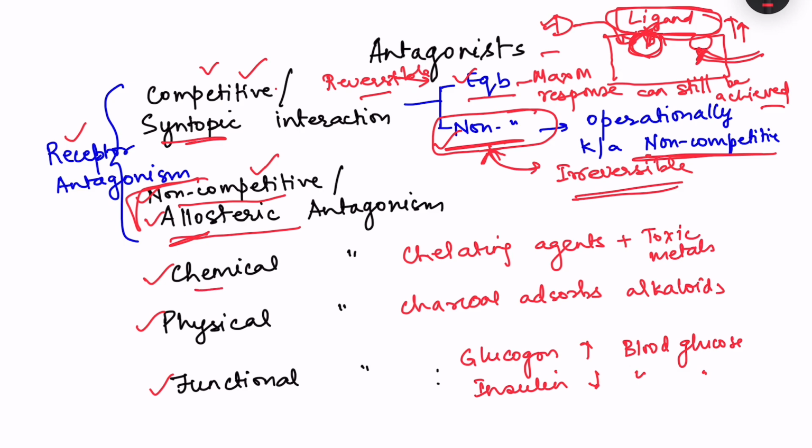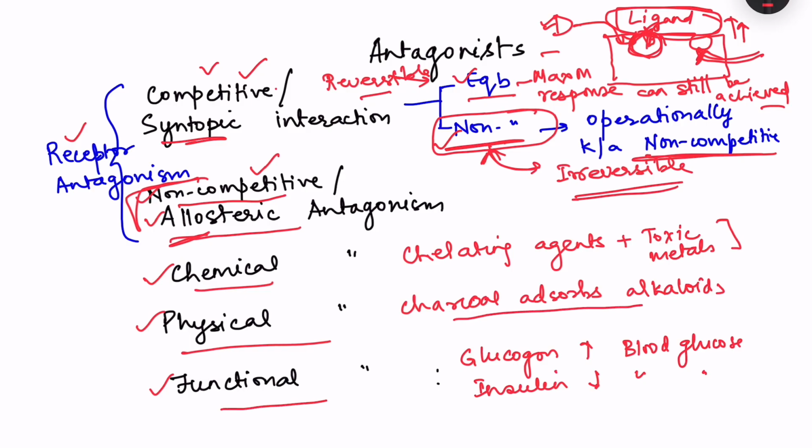Then we have chemical antagonism, where the drug reacts with certain chemicals. For example, chelating agents react with toxic metals and can remove them in case of poisoning. Then we have physical antagonism, where a certain drug absorbs by virtue of its physical property. It can remove certain substances. That is just physical binding, like charcoal absorbing alkaloids.